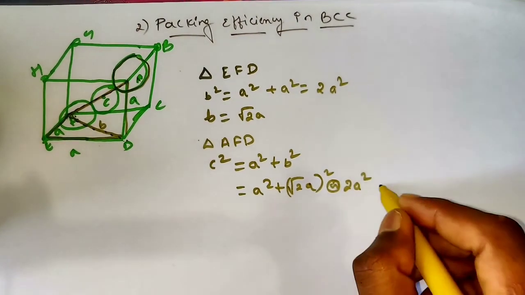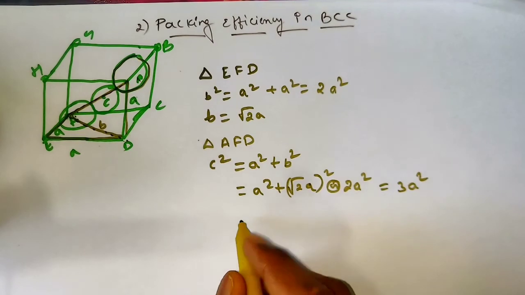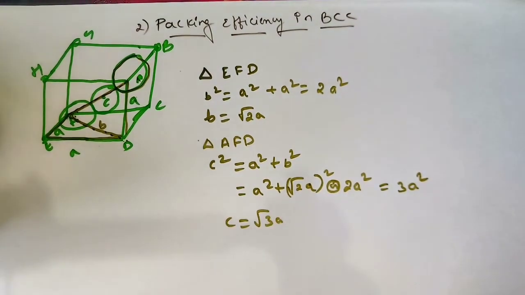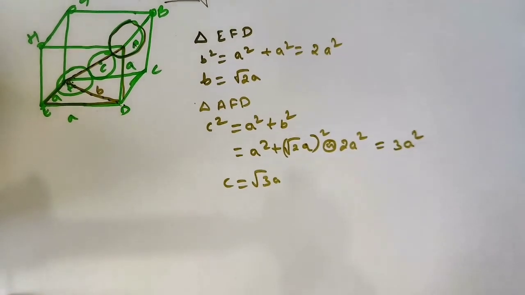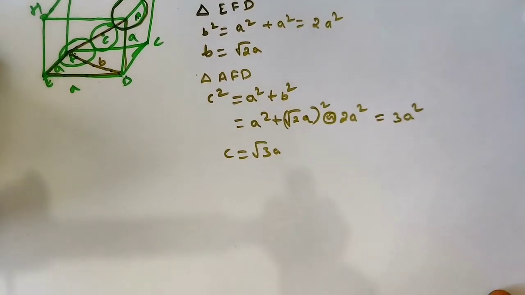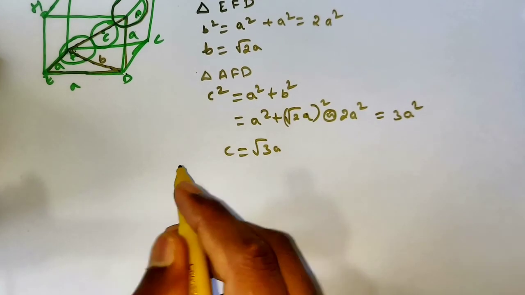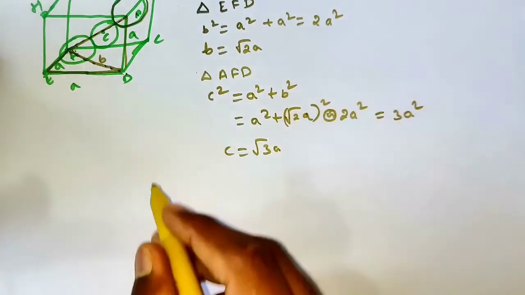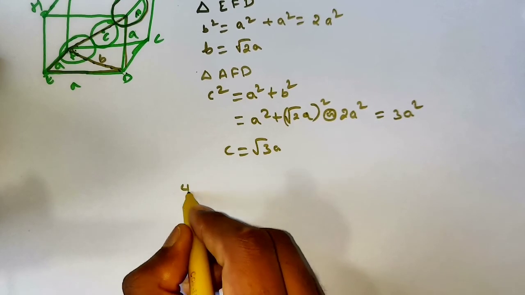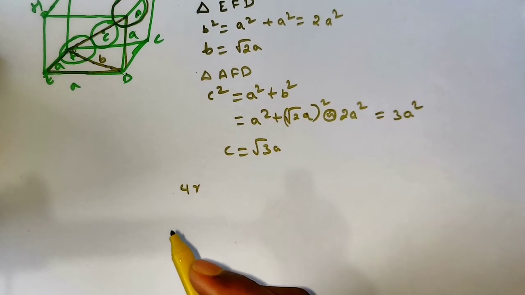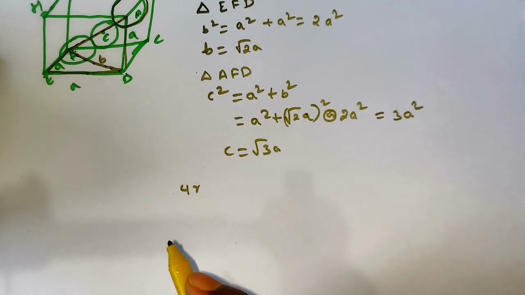We are going to get a 3A square, or C is equal to root 3A. So now we know that the length of the body diagonal C is equal to how much? The length of the body diagonal, this one, how much? That is 4R. Where R is what? In the previous discussion about the FCC, I told you R is the radius of the sphere, that is the atom. So here 3 spheres are there.